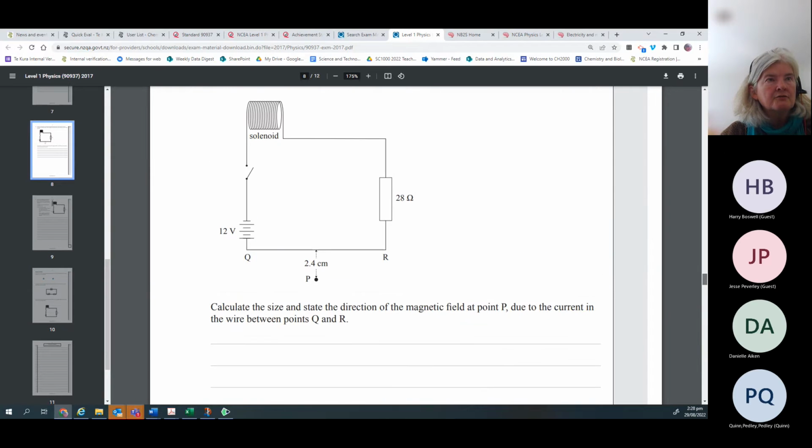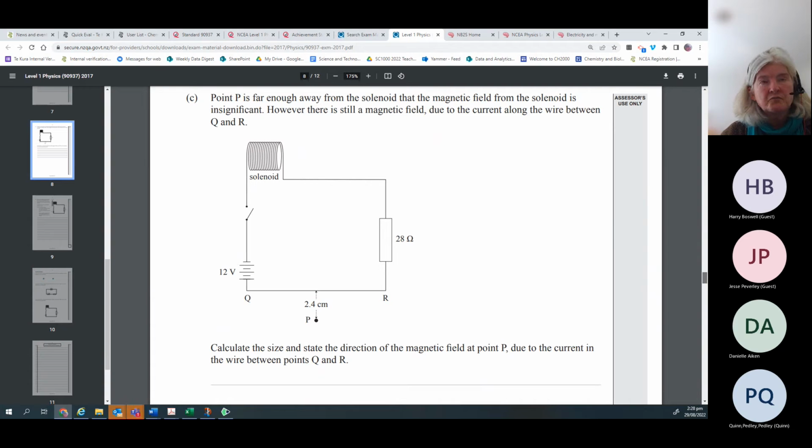Now you've got to do the calculation for a magnetic field. So whenever you see something like this and you get given a distance, you have to use that equation of B is equal to Ki over D. And the biggie over here is that this is in centimeters.